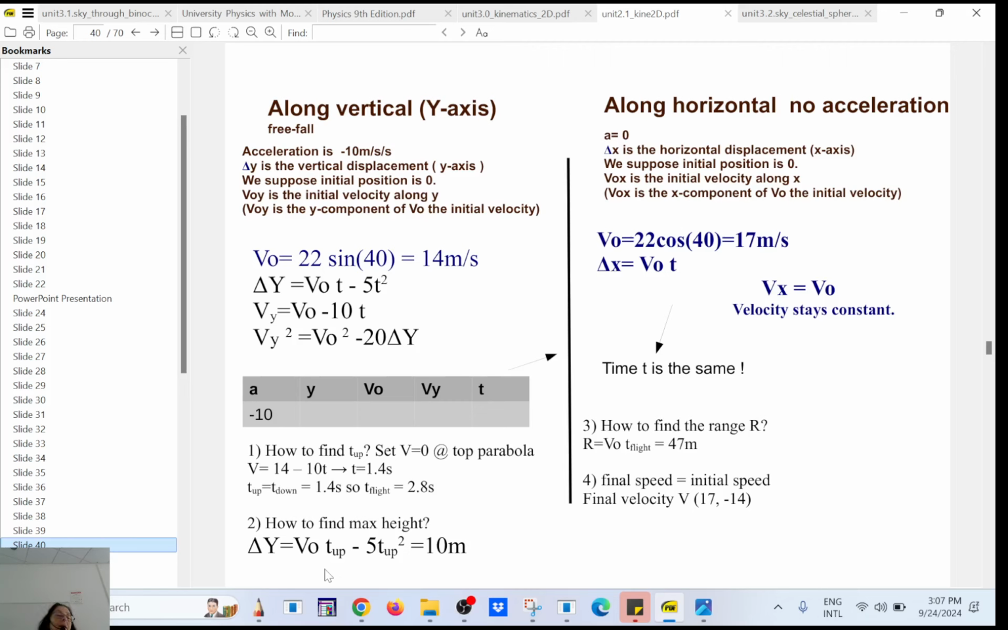Otherwise, don't worry. For the test number 1, we only focus on horizontal velocity to begin with. No vertical velocity to begin with. And then it's going to go down.